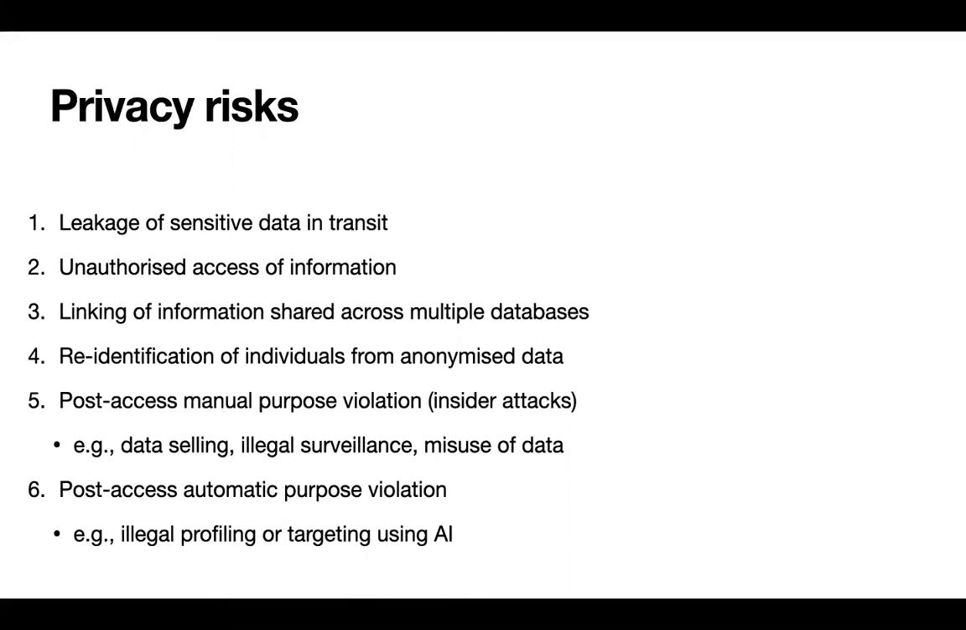And finally, the problem with privacy is that post-access purpose violations are very hard to prevent. Which means that once you have given the data to an authorized agent, what is the guarantee that it will not be sold or used for some illegal surveillance or otherwise misused? And even when there is no manual agent, you can have purpose violation through AI. You can have illegal profiling or targeting using AI. All of these things broadly cover most of the privacy risks which we will talk about today.